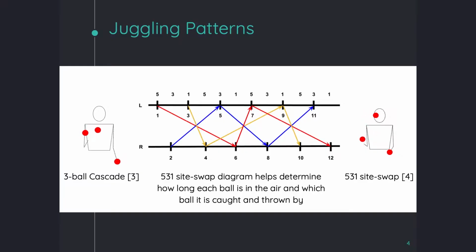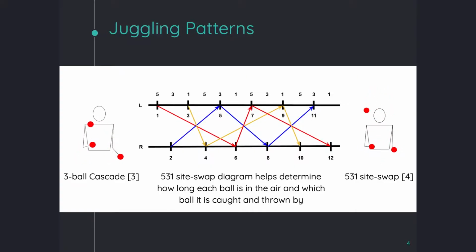There are many different juggling patterns. The most common pattern is a 3-ball cascade, probably the one you're most familiar with. However, there are other juggling patterns called side swaps, where each ball is in the air for varying time intervals. Over here is a 5-3-1 side swap, and the numbers correspond to how long each ball is in the air for. The highest ball is a 5 because it is in the air for 5 time intervals or beats before it is caught again, similar with the 3 as the middle ball and the 1 as the lowest ball.